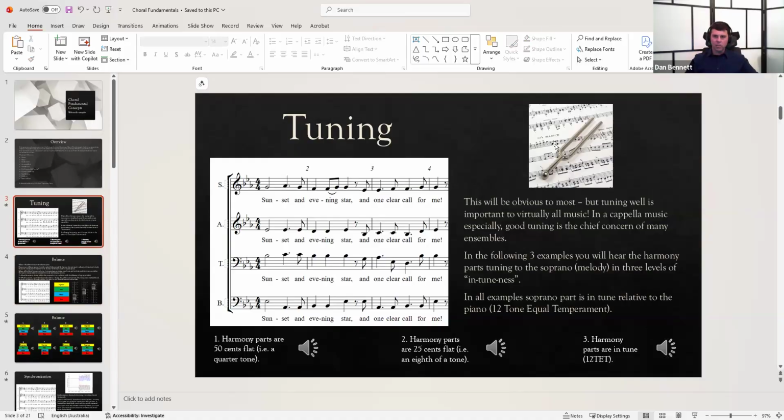So let me ask you a question. I'm going to ask this question for each of the concepts we go through. What is the psychological effect when you hear a group whose tuning is poor, like in example number 1, where all the harmony parts are 50 cents flat relative to the soprano? What is the psychological effect? Somebody tell me. Please unmute yourself.